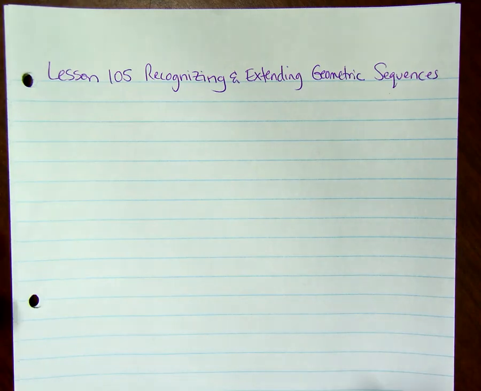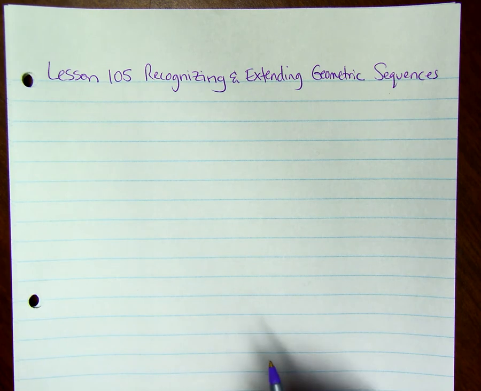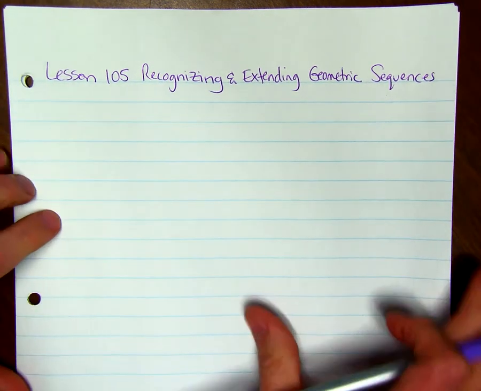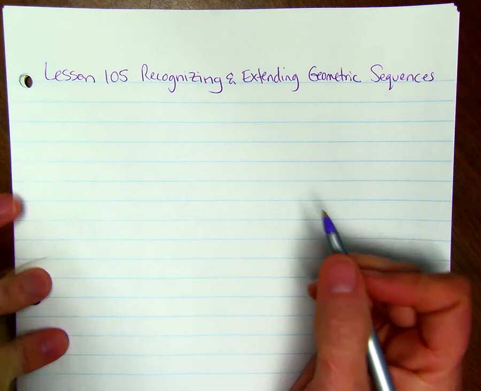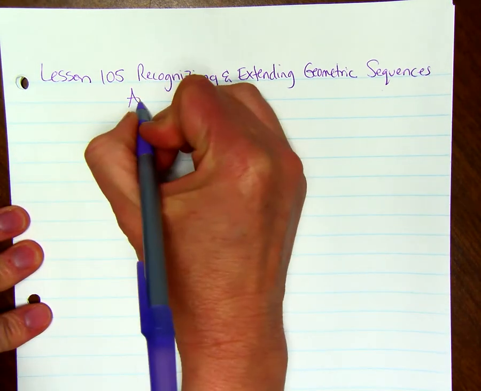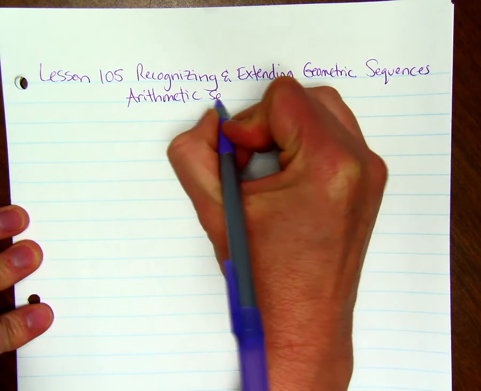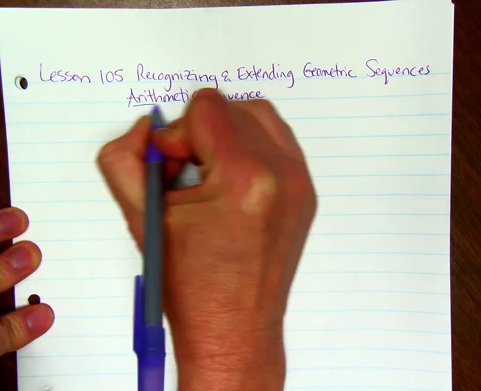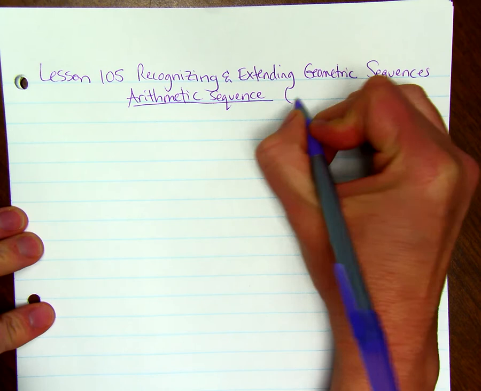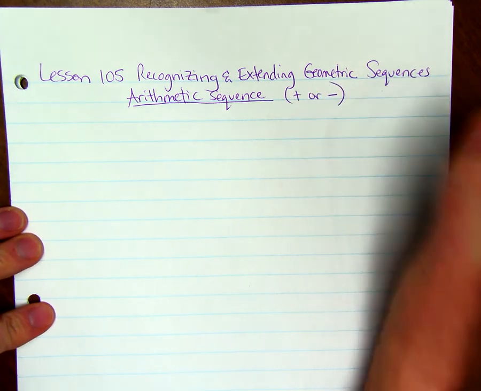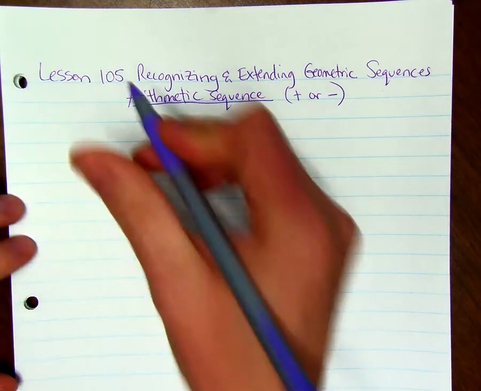Lesson 105, Recognizing and Extending Geometric Sequences. A sequence is just a list of numbers that follows a pattern. An arithmetic sequence, everyone say arithmetic, good, is when we add or subtract the same amount to get to the next number.